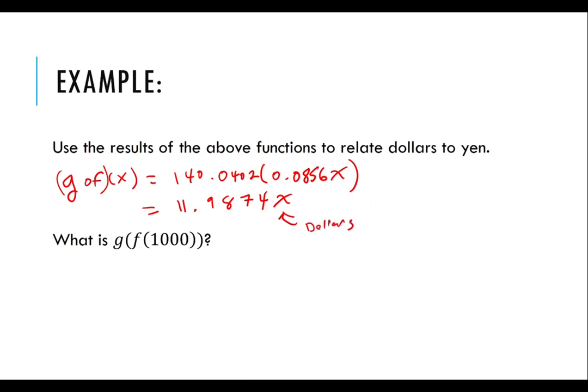So then if we want to answer the question, what is g of f of 1,000? That is, if you spent $1,000 on euros and then converted it to yen at this rate, how many yen would you get? And so g of f of 1,000 is equal to 11.9874 times 1,000, which is then going to give us 11,987.4 yen. And once again, I did round to 4 decimal places, just a decision that I made.